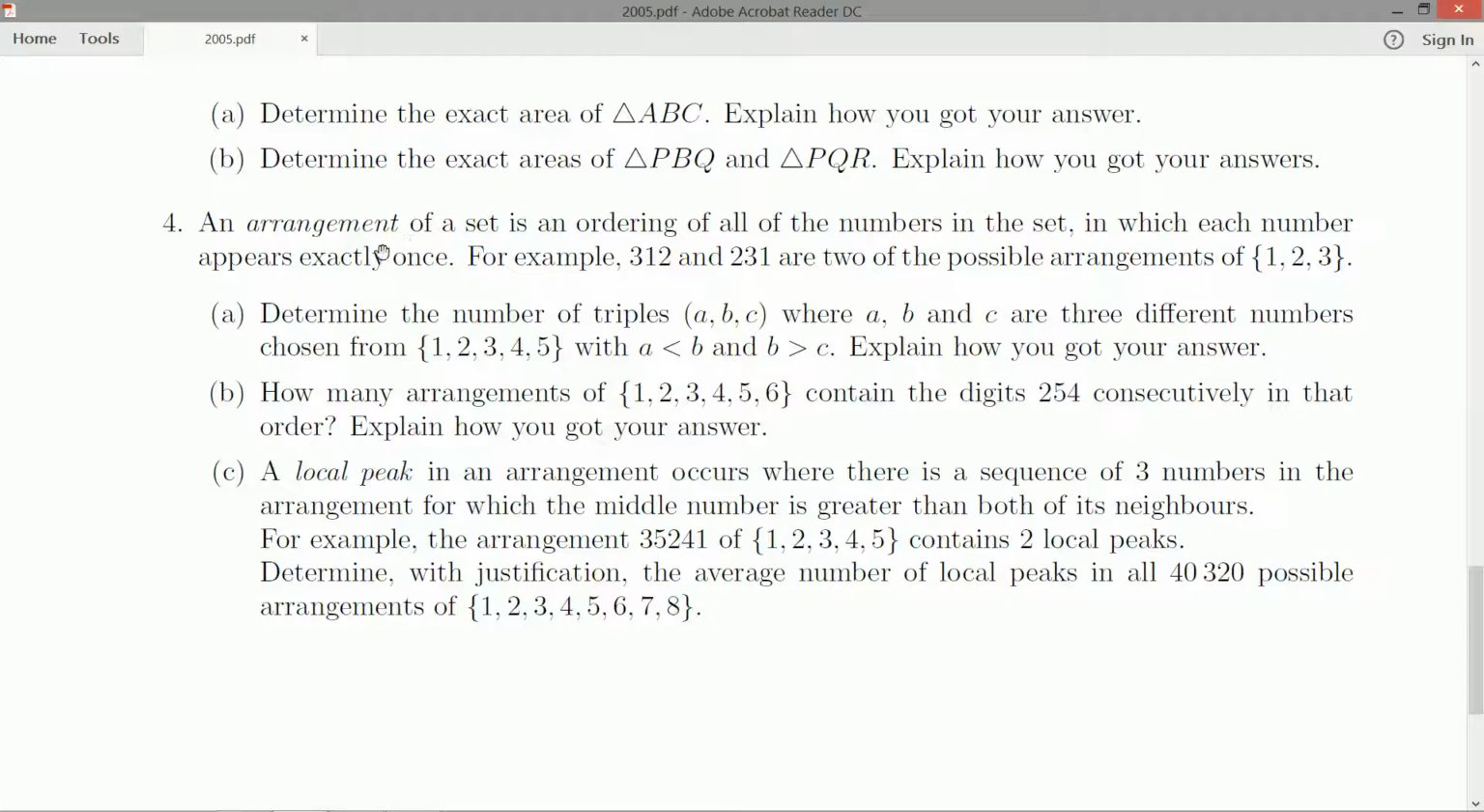An arrangement of a set is an ordering of all the numbers in the set, in which each number appears exactly once. For example, 213 and 231 are two of the possible arrangements of 1, 2, 3. So another name for arrangement is permutation. It might be something you've heard of, but this sort of falls under the general umbrella of combinatorics, which is generally removed from high school.